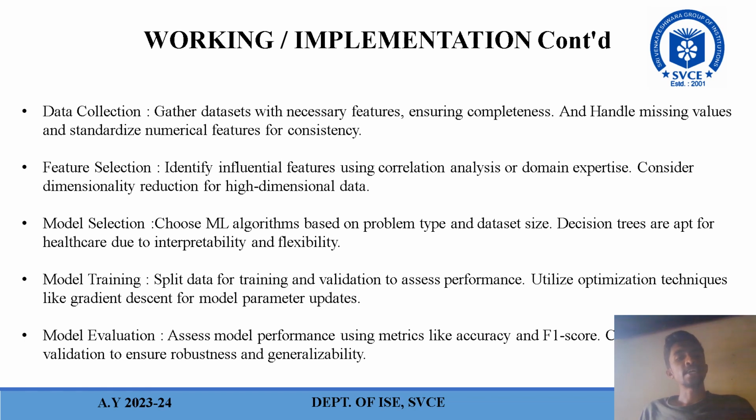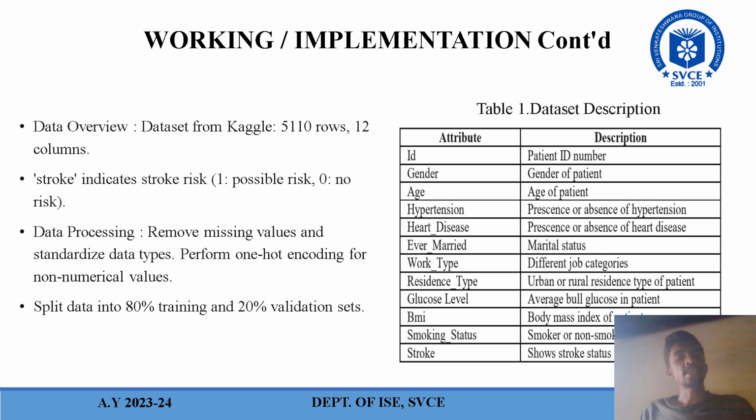Now we can see the data overview. The data set is from Kaggle. It has 5,110 rows and 12 columns. Those 12 columns are ID, gender, age, hypertension, heart disease, ever married, work type, residence type, glucose level, body mass index, smoking status, and stroke. Stroke indicates stroke risk: one is for possible risk, zero for no risk.